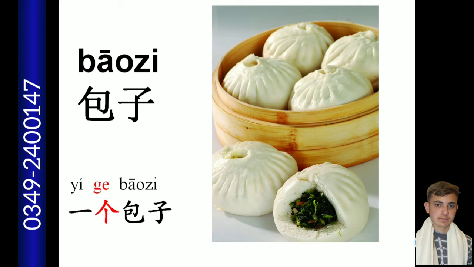Okay, so one 包子, we also say 一个包子. So we use the common measure word 个. Here there is no special measure word.